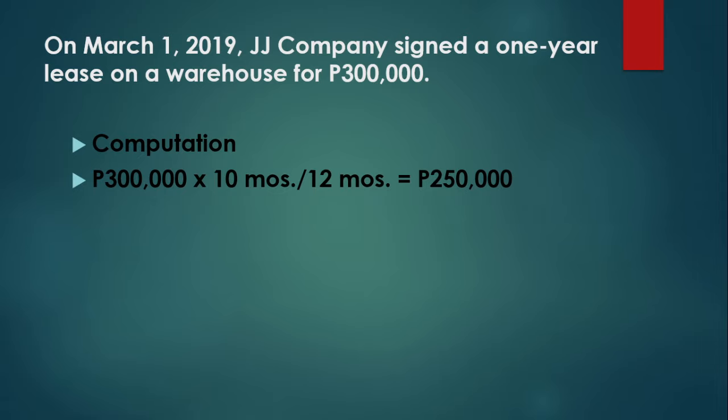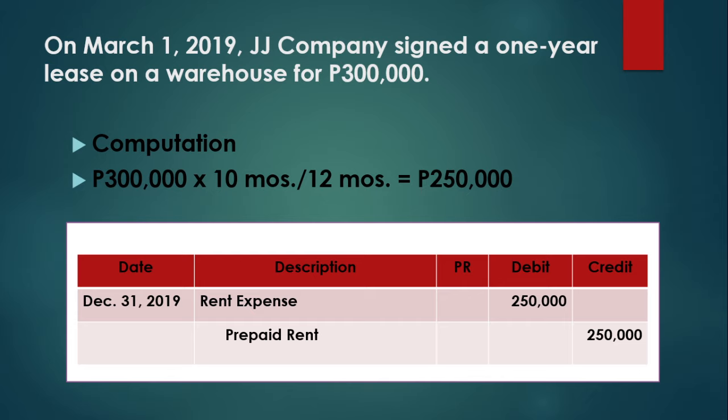Now, let's have an entry. Okay, the date again, since we're following the calendar period, December 31, 2019. Expense na ngayon siya. Rent expense, 250,000. Uulitin ko lang, kaya siya naging rent expense na kasi nagamit na nung kumpanya. Then, babawasan natin si prepaid rent. Prepaid rent is an asset. Para mabawasan mo siya, i-credit mo siya. So, credit prepaid rent, which is 250,000.